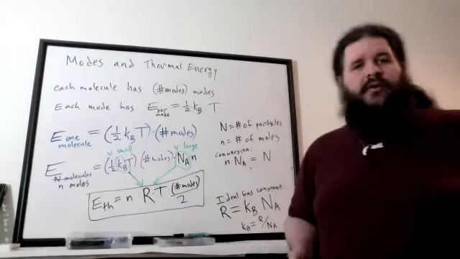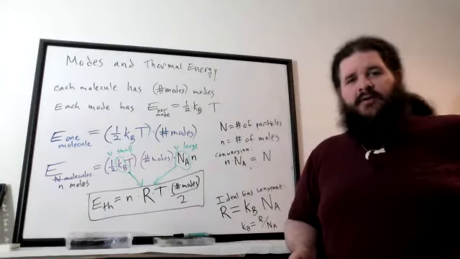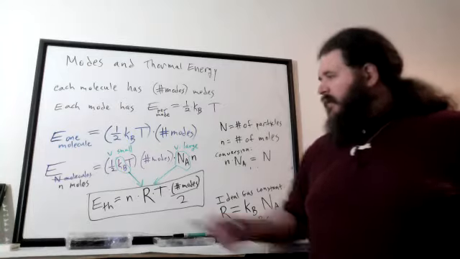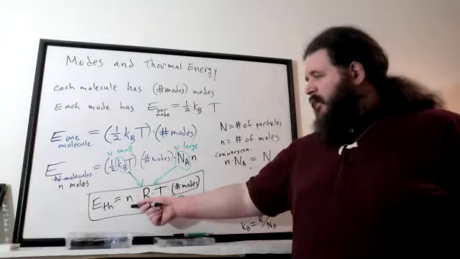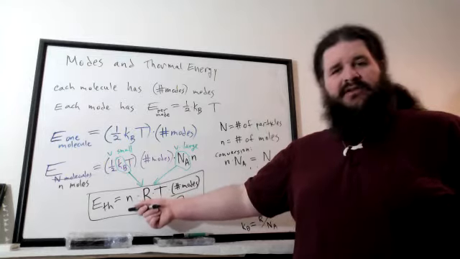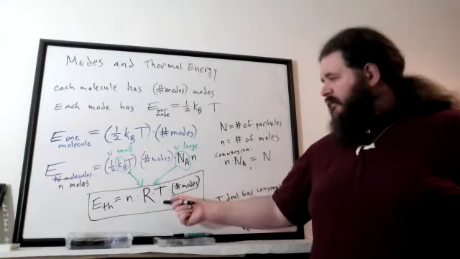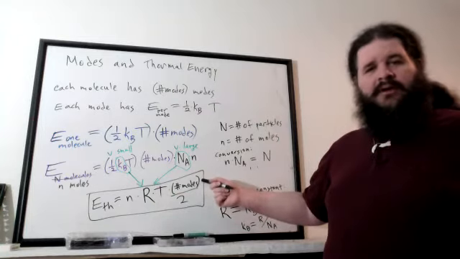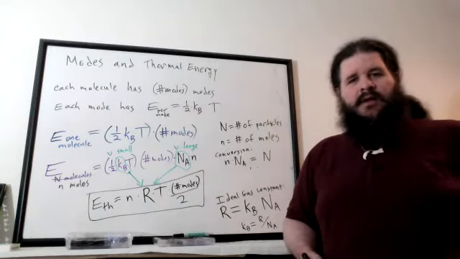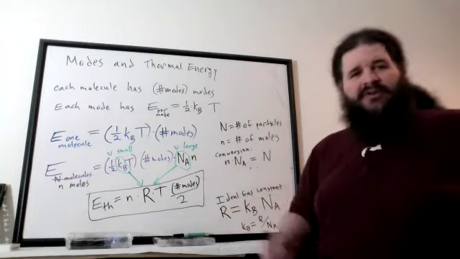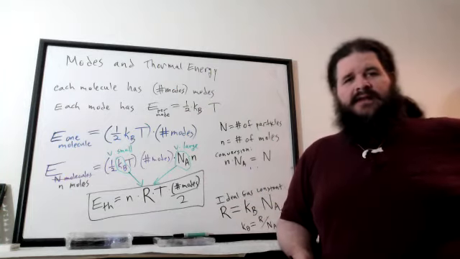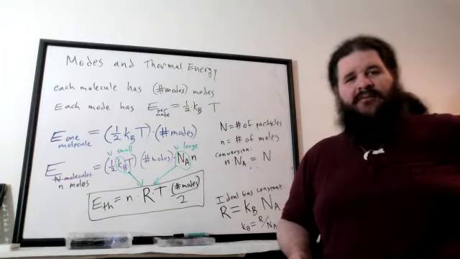And again, this works for any substance, no matter what phase it's in, no matter what type of chemical it is. The thermal energy is just number of moles, how much of the substance there is, times R, the ideal gas constant, times the temperature of the substance, times number of modes per particle divided by 2. And that should really be an average number of modes per particle.